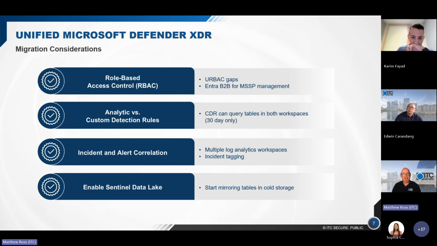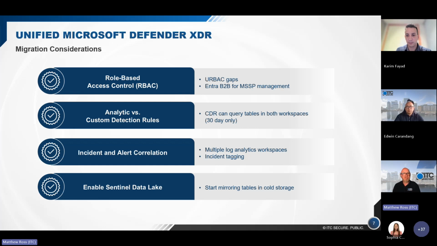Note also that there are some tables duplicated between XDR and Sentinel, and there are some mismatches in the schema. A good example of this would be the IdentityInfo table, which is created if you're running UEBA in Sentinel. There is an IdentityInfo table in XDR, and they provide similar data, but the schemas are slightly different. So just be mindful of those slight nuances if you're building detections.